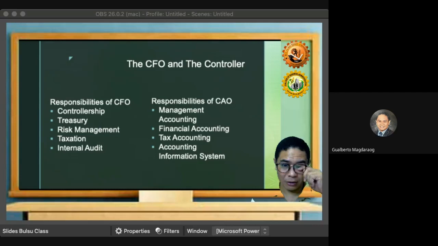So, ano yung difference ng management accounting and financial accounting? Part ng role mo as a CAO or controller is to prepare financial statements for external purposes, yung ipapasa sa BIR, sa SEC, and that is financial accounting. So in short, you should have a strong understanding of accounting standards kasi diyan nakabase yung pag-prepare ng financial statement natin for external purposes. So yung inaaral nyo na accounting standards, dito yun applicable.